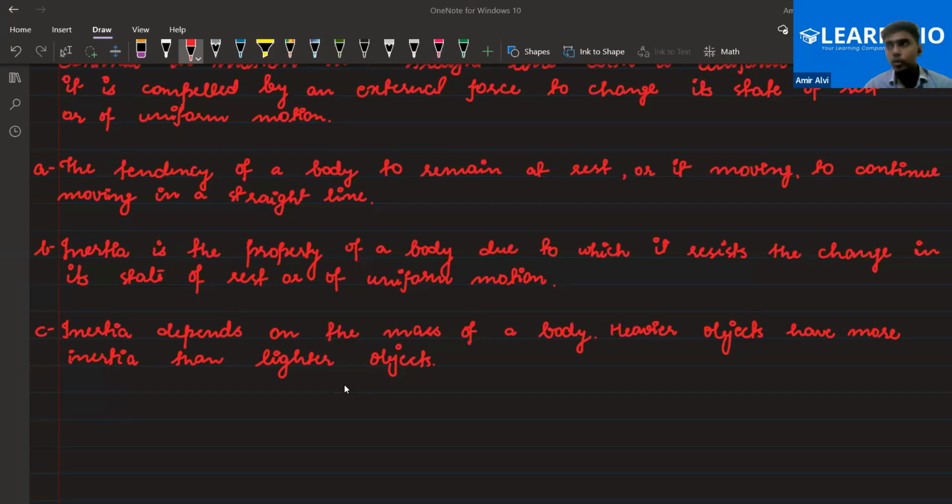You can easily see this: suppose there is a cricket ball and a stone. A cricket ball is lighter than the stone. So, more mass means the stone will have greater inertia than the cricket ball.